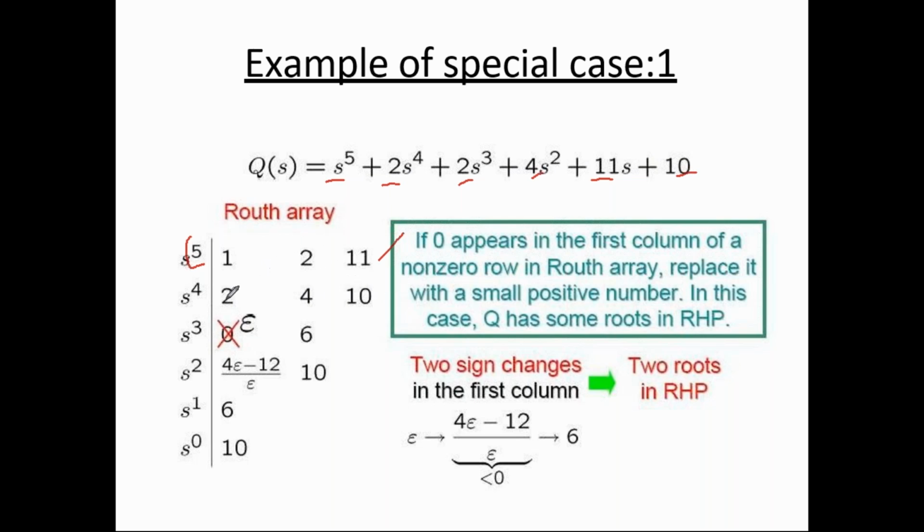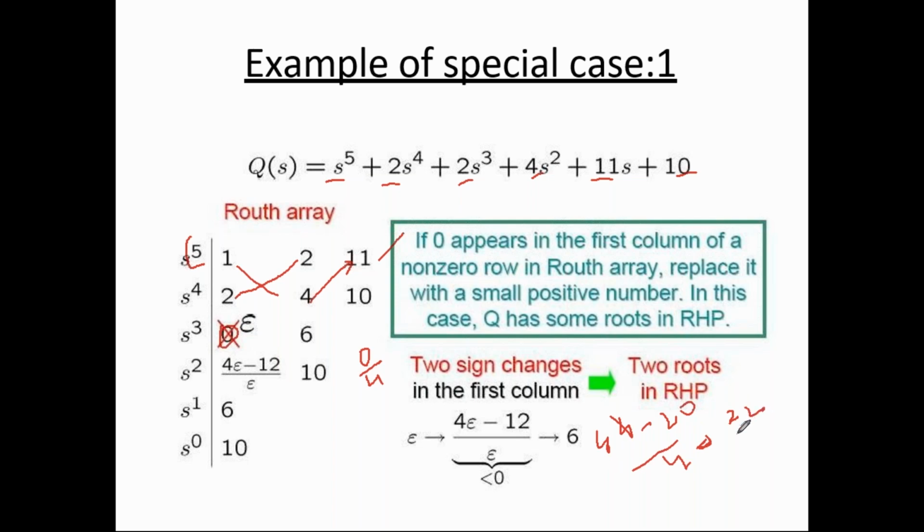Now if you simplify, we have to form the s cubed row. How can we write it: 2 into 2 that is 4, minus 4, divided by 2. So 0 divided by anything is 0, right? So you will get 0. Next, 4 into 11, that is 44, minus 2 into 10, 20, divided by 4. So what will we get?